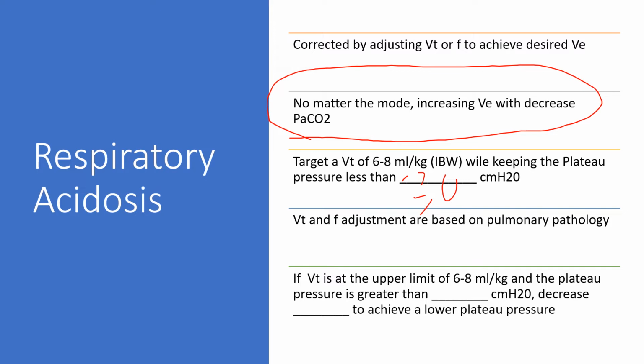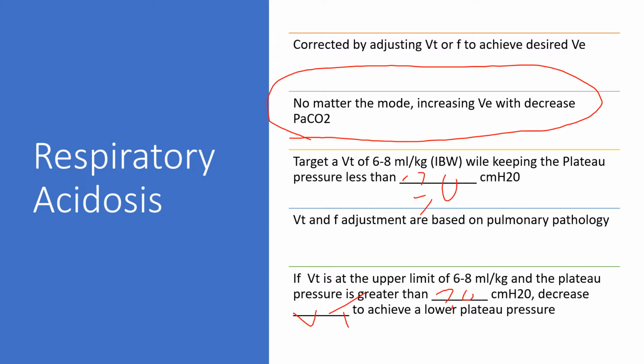If the tidal volume is at the upper limit of 6 to 8 mLs per kilo and the plateau pressure is greater than 30, decrease the tidal volume to achieve a lower plateau pressure. Right? So that's where you're going to start. If you've got them on 8 mLs per kilo, then go to 7 mLs per kilo. Check a plateau pressure once you're on 7 mLs per kilo. If it's still over 30, then go to 6 mLs per kilo. If it's still over 30 at 6 mLs per kilo, go to 5, and then to 4.